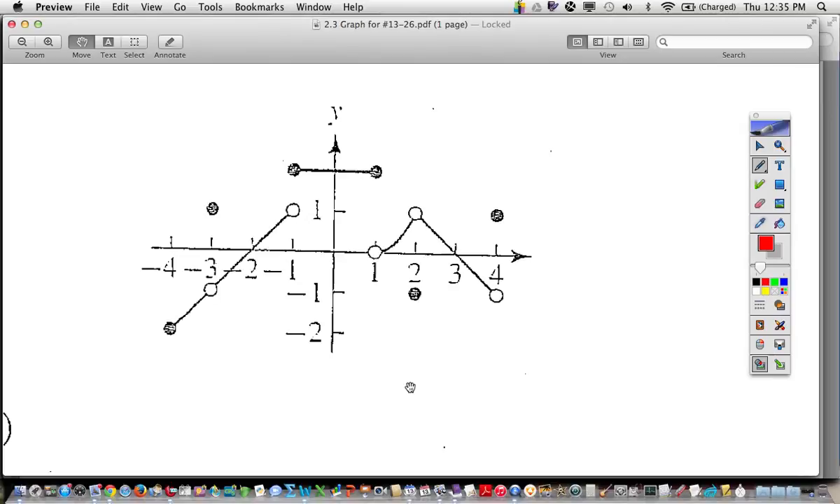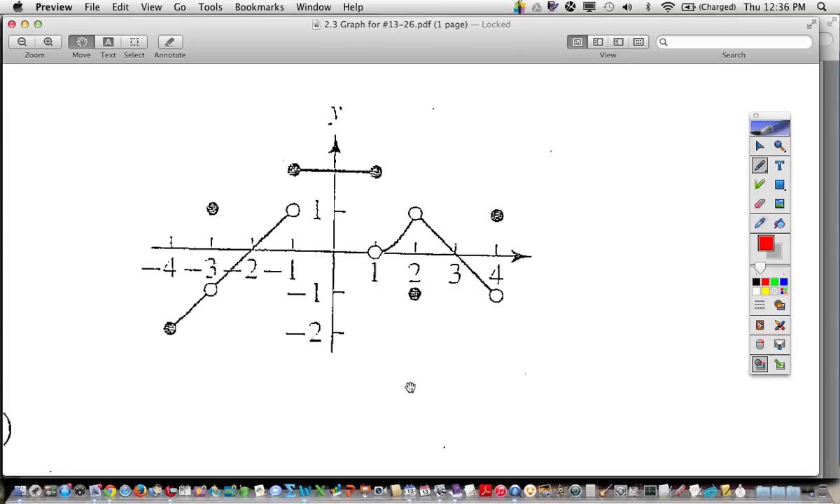Number 19, x approaches -2 from the left. Oops, from the left, right here. 0, 0. X approaches 1 from the right. 0, right? There's a break there, but we don't care. We're only looking at the car coming in from the right. The limit is 0. X approaches -4 from the right, down here at -2. X approaches 4 from the left, down here at -1.